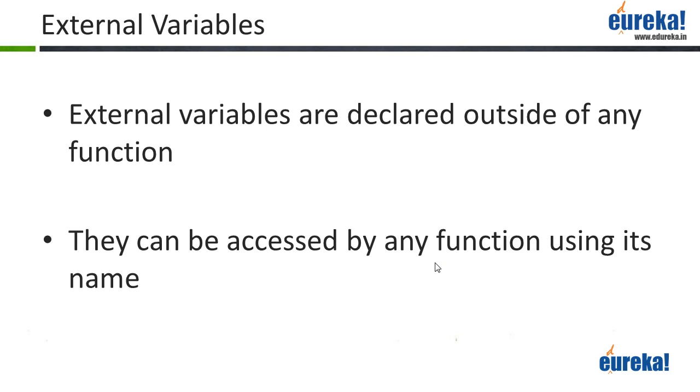But external variables or global variables are different. They're not declared within any particular block or within any particular function. They are declared along with your hash includes or your function declarations. You can declare external variables, and these variables are global throughout the program, which means they can be accessed from anywhere in the program. Let's look at an example.